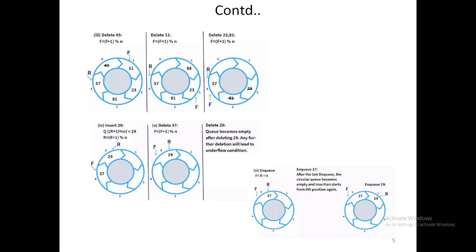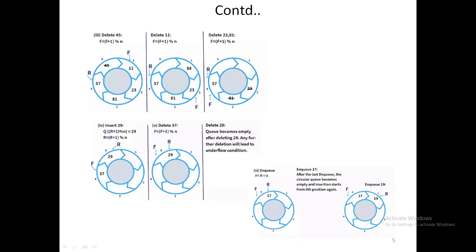If we are now inserting 29, the rear needs to point to the first position, because the 0th position is empty now. So the rear needs to point to r plus 1 mod n. The r value is 4, 4 plus 1 is 5, and 5 mod 5 is 0. Now the rear is pointing to 0.